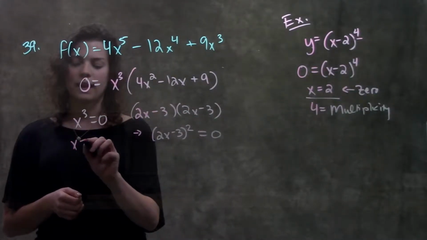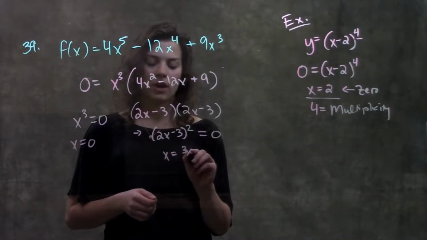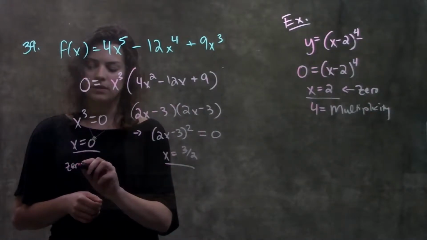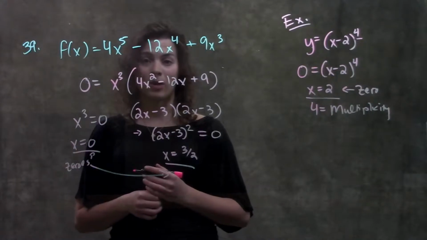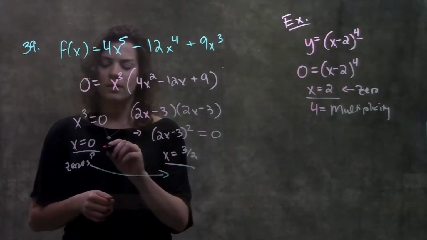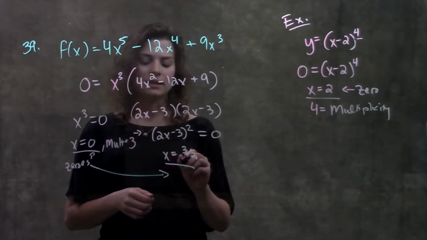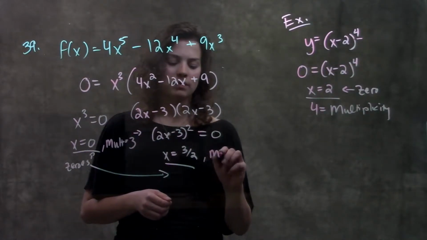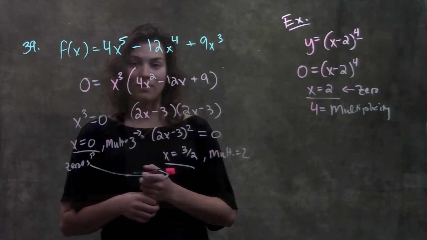Over here, I'll get that x equals 0. And on this side, I'll get that x is equal to 3 over 2. All right, so these two values are my zeros. Next, to find my multiplicities, I just look at the power that they were raised to. So in this case, since it was x raised to the 3rd power, my multiplicity is equal to 3. And in this case, since my quantity was raised to the 2nd power, my multiplicity is 2. And that's it for this problem.